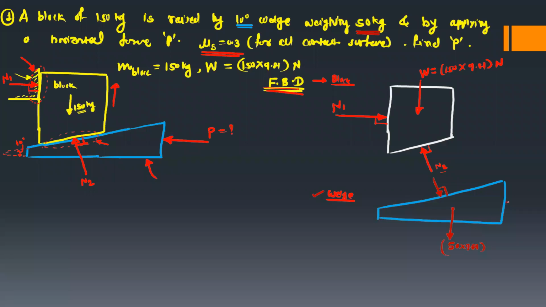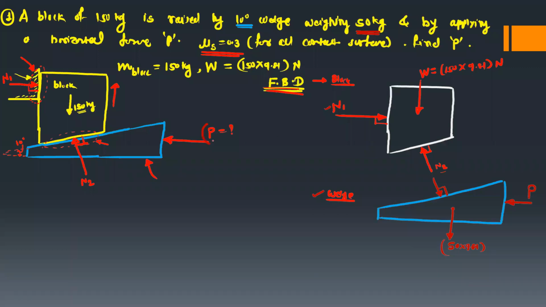Then there is an external force P, which is to be determined. So this is the P force. So here we have shown normal reaction and the self weight. Now we have to consider the impending motion. So when we consider the impending motion, then we have to consider the friction force.